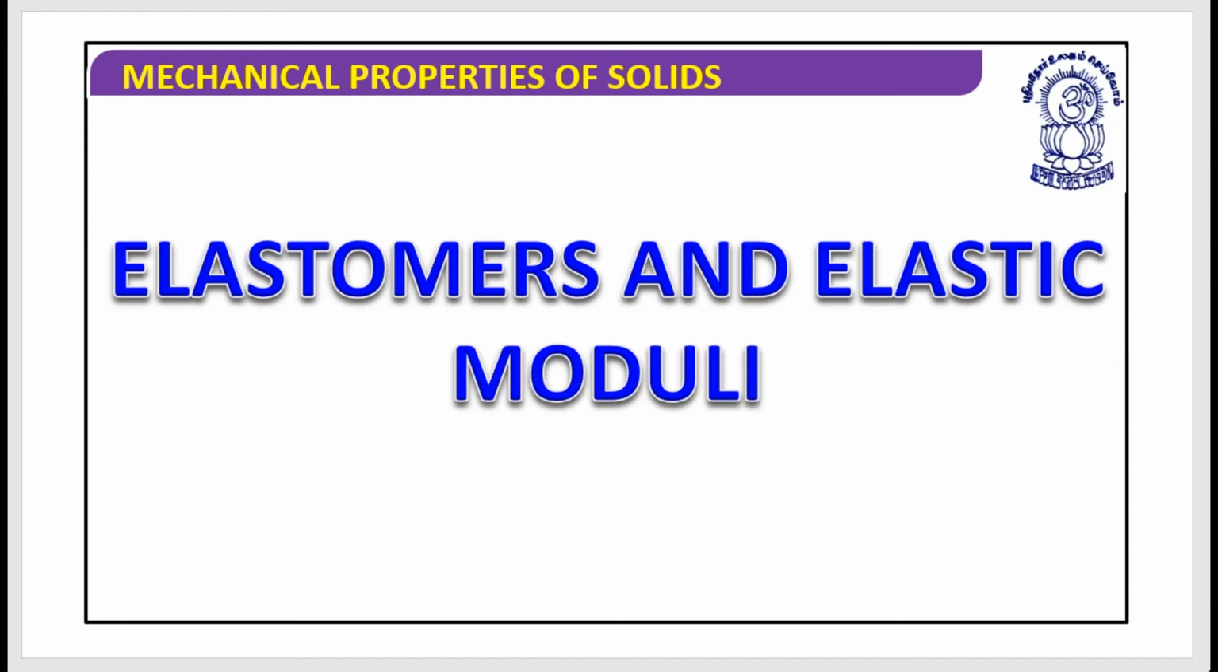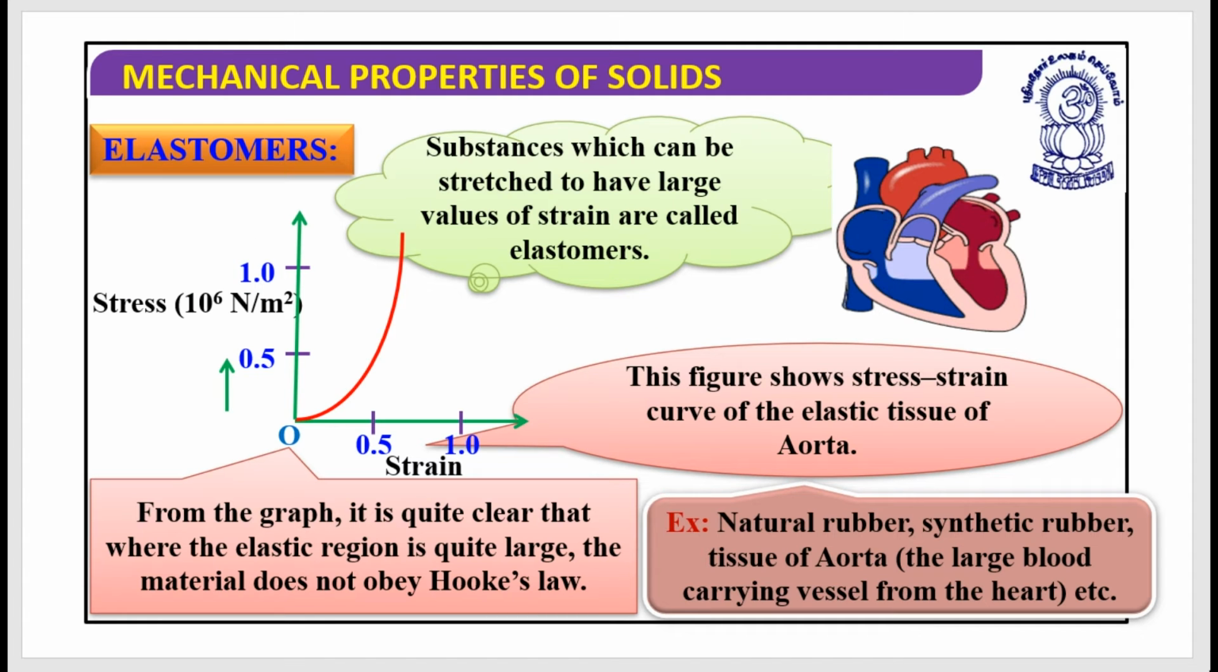Now let's discuss the elastomers and elastic moduli. What is elastomers and what is elastic moduli? Let's have a look. There are certain substances which can be stretched to have very large values of strain. That is what we call the elastomers. If I plot a graph of stress versus strain, it is having a very high amount of strain. This is the graph of the elastomers.